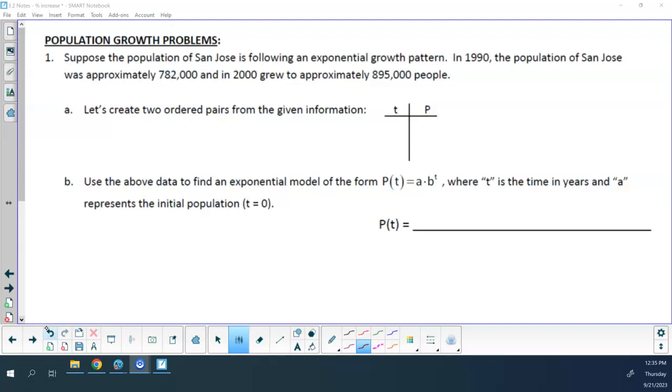What do you got, Addie? I would start by year 0. I would just do 782, and then say like 80,000. Bingo. If we do that, our numbers are a heck of a lot smaller, right? So our T value here is going to be years since 1990.